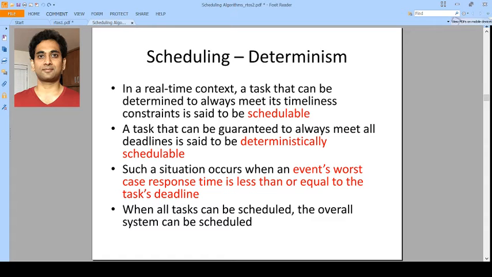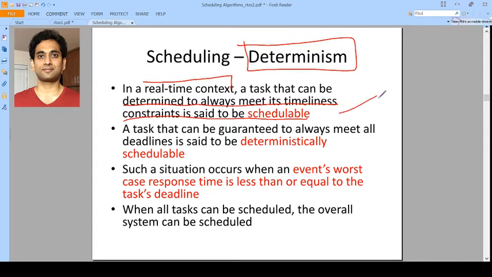So we talked about this idea of determinism earlier, being able to predict the timing behavior of an application, which is of critical importance. In a real-time context, a task that can be determined to always meet its constraints is said to be schedulable. In other words, when a scheduler looks at tasks and determines that it can definitely meet its deadlines, the scheduler is very happy to schedule it for you. The scheduler is very happy to accept such a task.